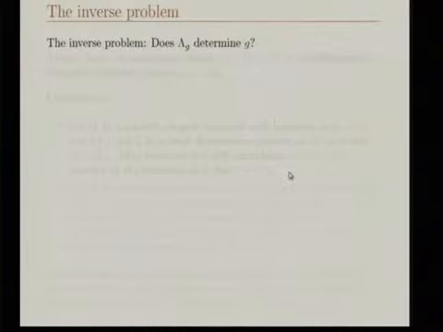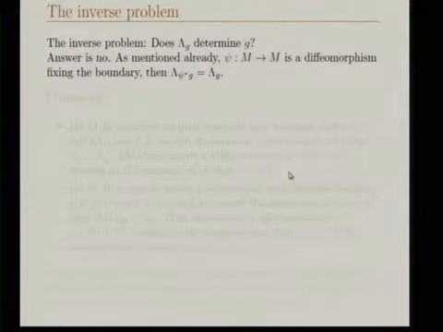Okay. So as I just said, the question is, does lambda G determine G? The answer is clearly no. And again, the same story. If you have a diffeomorphism that's fixing the boundary, then the Dirichlet-Neumann map corresponding to the pullback of the metric G is the same as the Dirichlet-Neumann map corresponding to G.